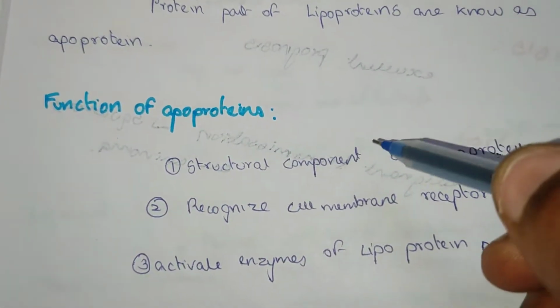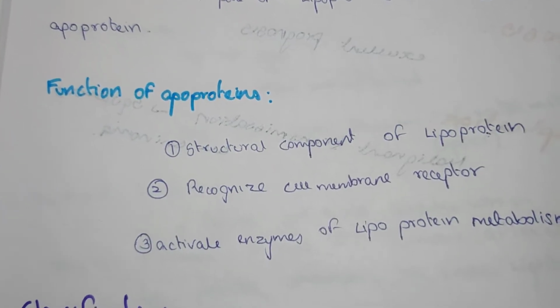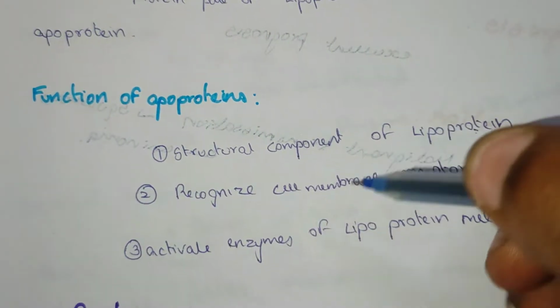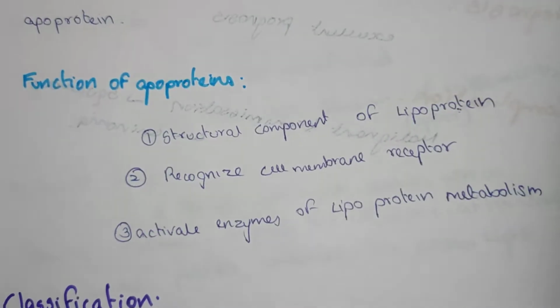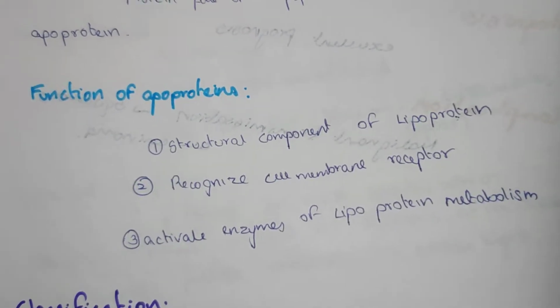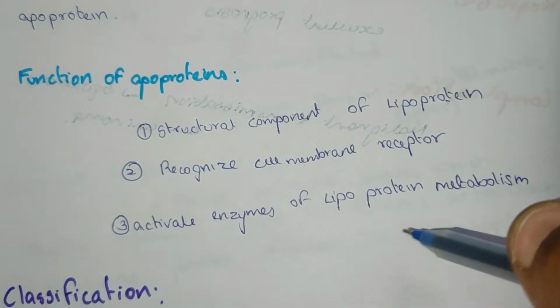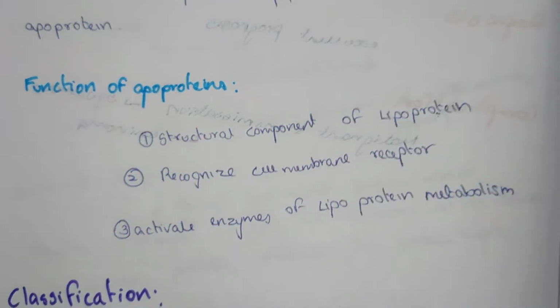The functions of the apoprotein. It behaves as a structural component of the lipoprotein. It recognizes the cell membrane receptor which is present in the cell membrane, and it activates the enzymes of lipoprotein metabolism.